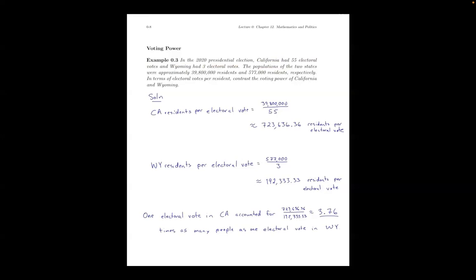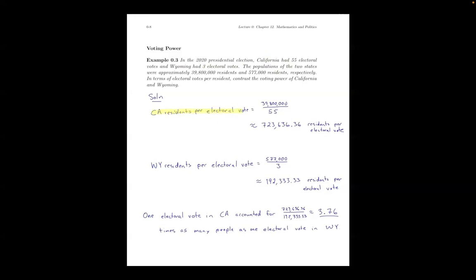So clearly California has more people. They have more electoral votes as well. But let's think about this in terms of each individual in California. How powerful is an individual's vote in California compared to one in Wyoming? The way to think about that is to normalize these values. The problem says to use electoral votes per resident, but that would be a small number, so I'm going to do residents per electoral vote. So let's have a look at that.